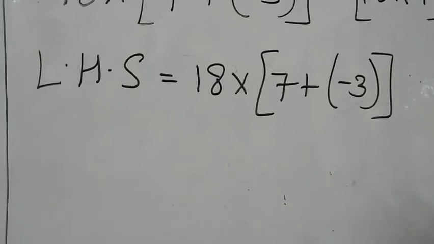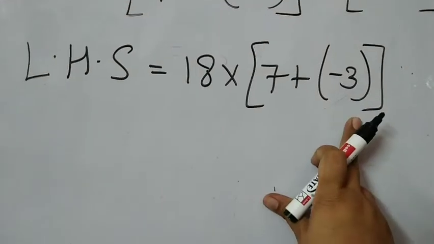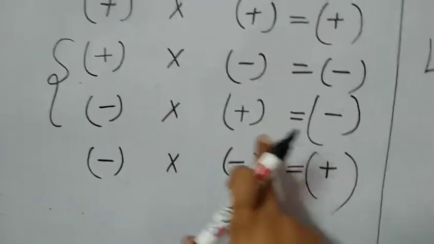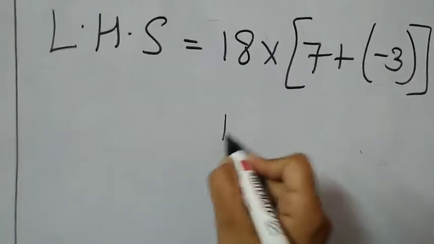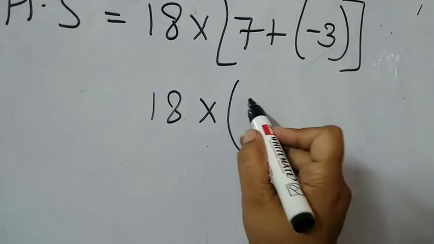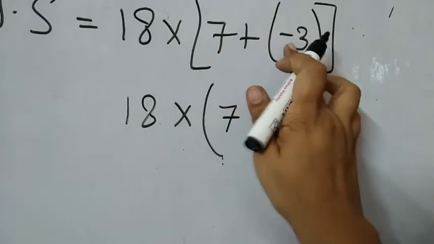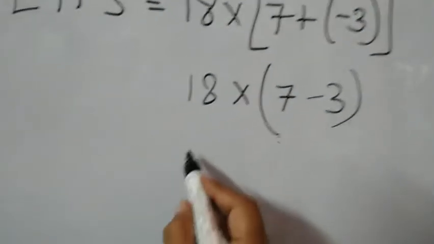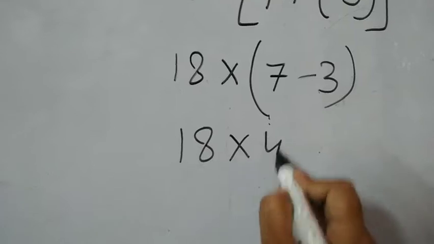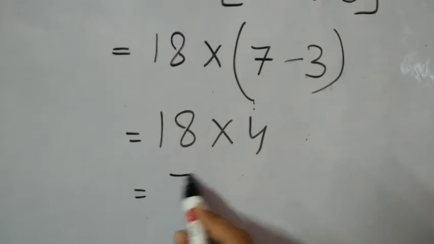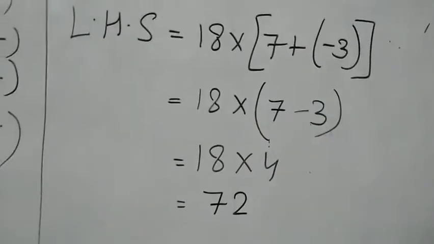As you all have studied BODMAS, first of all we have to solve this bracket. Here it is minus and this is plus, so minus into plus will be minus. So 18 into, in a bracket, 7 minus 3. 7 minus 3 will be 4, so 18 into 4 is 72. So this is our left hand side.